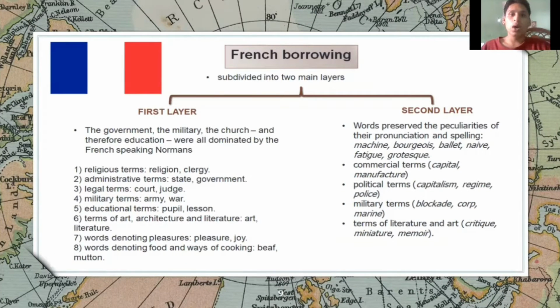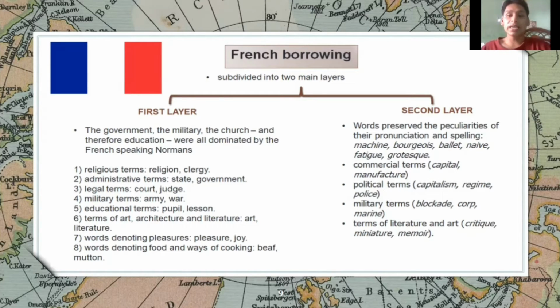Next, we have the French borrowing, which is subdivided into two main layers. The first layer relates to the government, the military, and the church because they were all dominated by the French-speaking North. So the terms borrowed from the French language, we could say, are formal words. Some words are religion terms like religion and clergy, administrative terms like state and government, legal terms like court and judge, military terms like army and ward, educational terms like pupil and lesson, terms of art, architecture, and literature like art and literature, words denoting pleasures like pleasure and joy, and last, words denoting food and ways of cooking like beef and mutton.